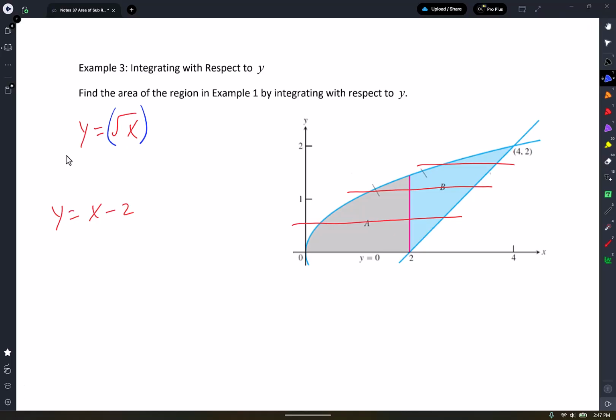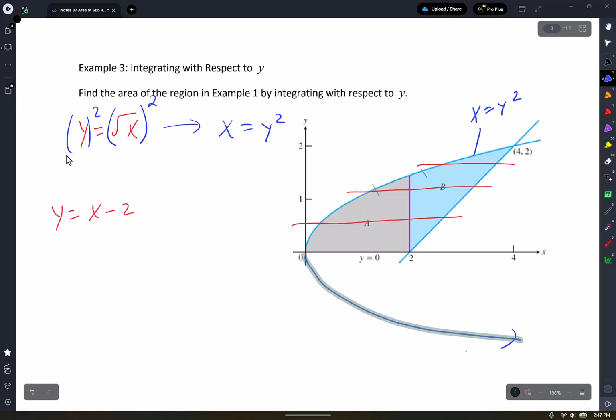Put a parenthesis on it. Squared. Chop y, because I'm trying to solve for x, guys. X equals y squared. That's this curve right here. That curve is x equals y squared. It actually continues like that, but that's fine. Are we still okay?